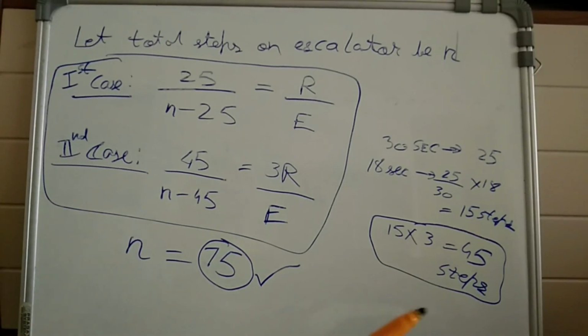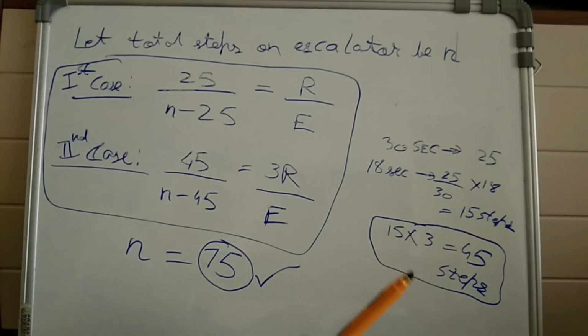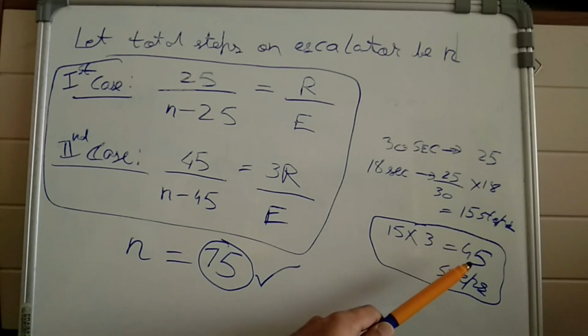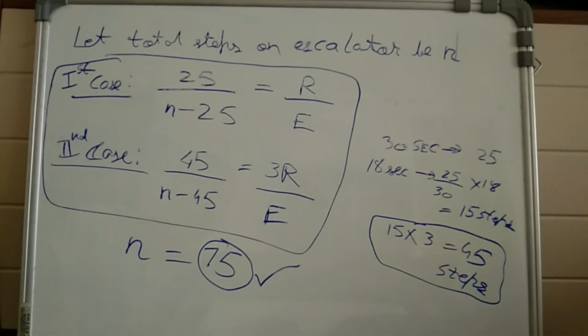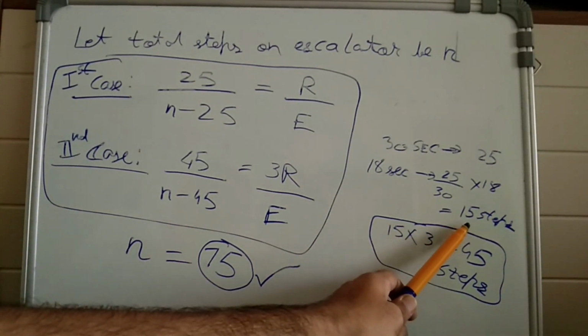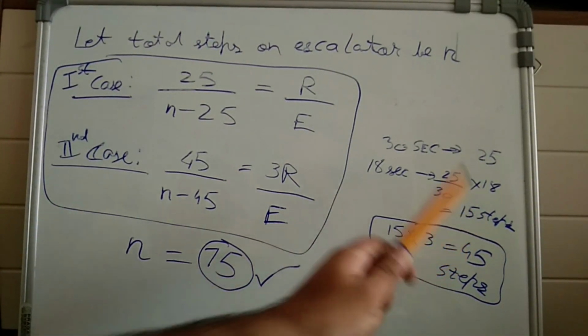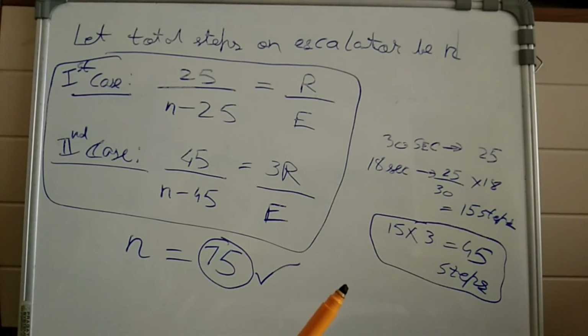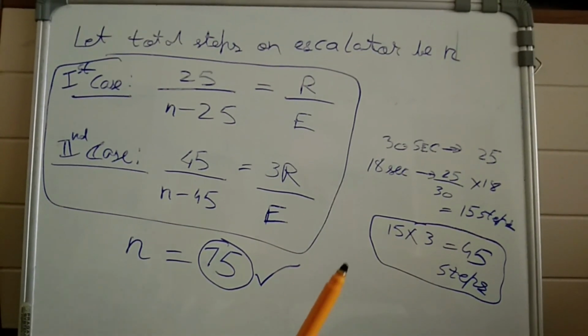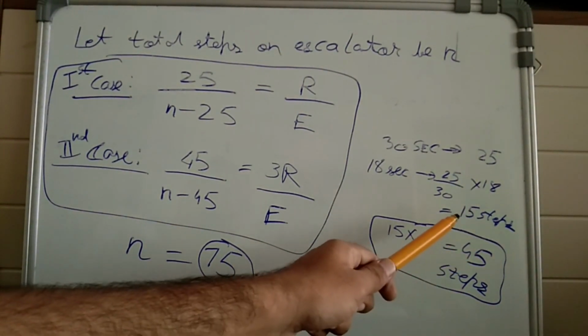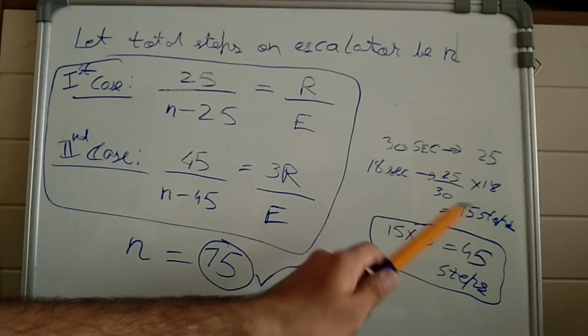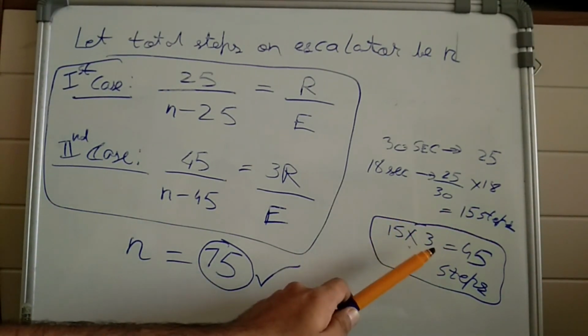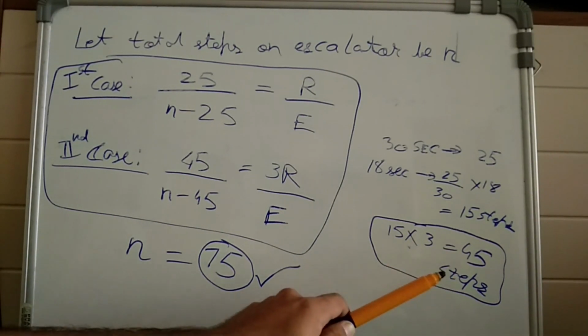Let me explain what I have done over here, because this is the key point: finding the 45 steps. We need to remember that whenever the speed is changing, the number of steps will also change. I found 15 steps, but that was the case when he was walking at the usual speed. He tripled his speed, so the number of steps needs to be multiplied by 3. So that is 15 into 3, 45 steps.